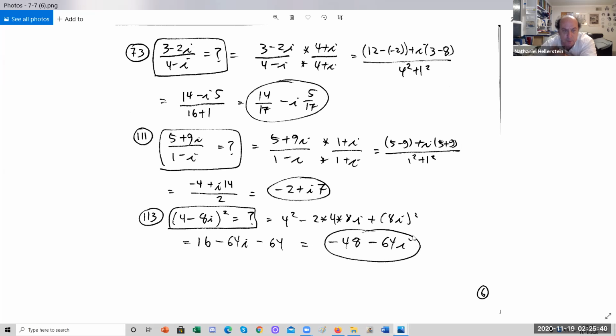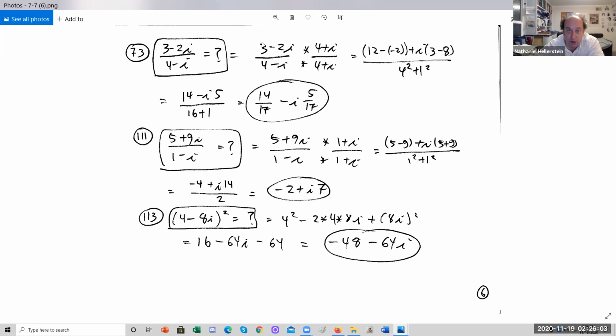That's what this is. Now let's get to these. 3 minus 2i over 4 minus i. Take that and multiply above and below by the conjugate of 4 minus i. That's 4 plus i. 4 minus i times 4 plus i is the sum of squares, 4 squared plus 1 squared, which is 16 plus 1, which makes it 17.